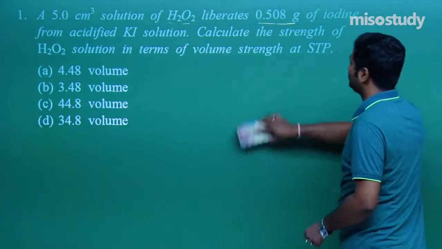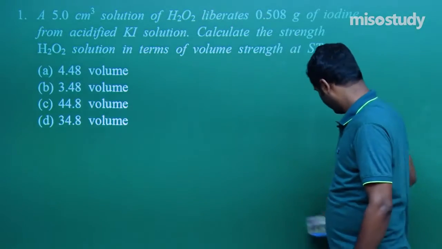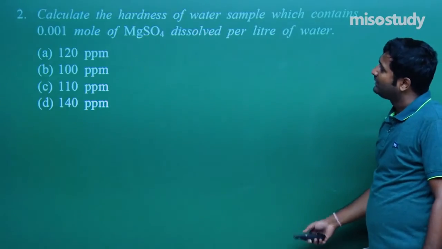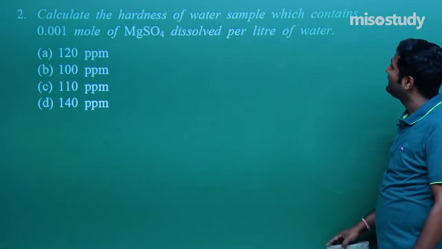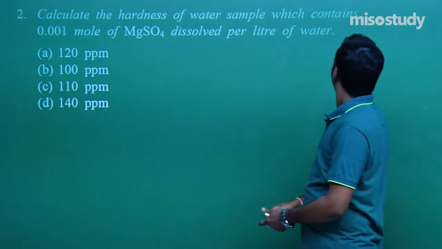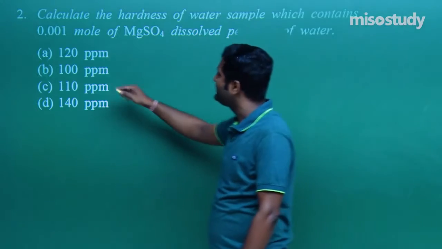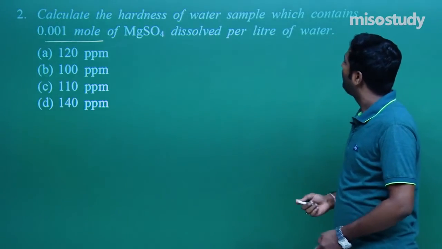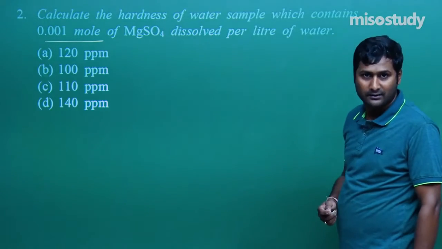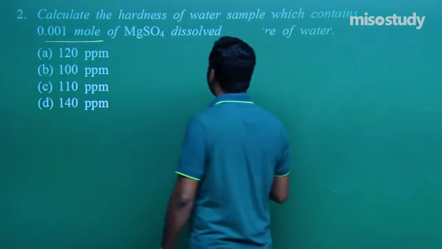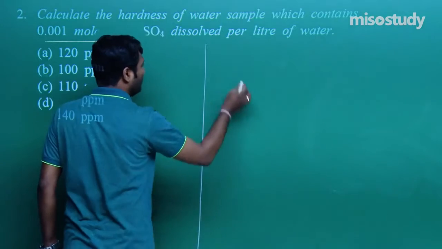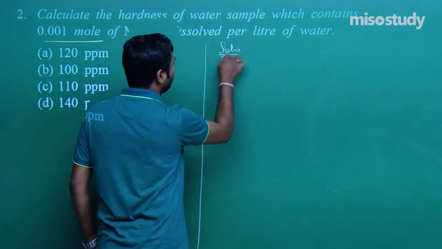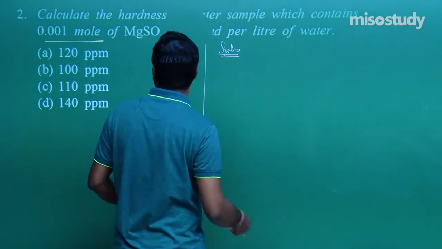Now, the next question. Calculate the hardness of water sample which contains 0.001 mole of MgSO4 dissolved per liter of water. Clear? Now, how to solve? Read the question. Now, we are going to solve the question. Look again, this one is a calculative type.